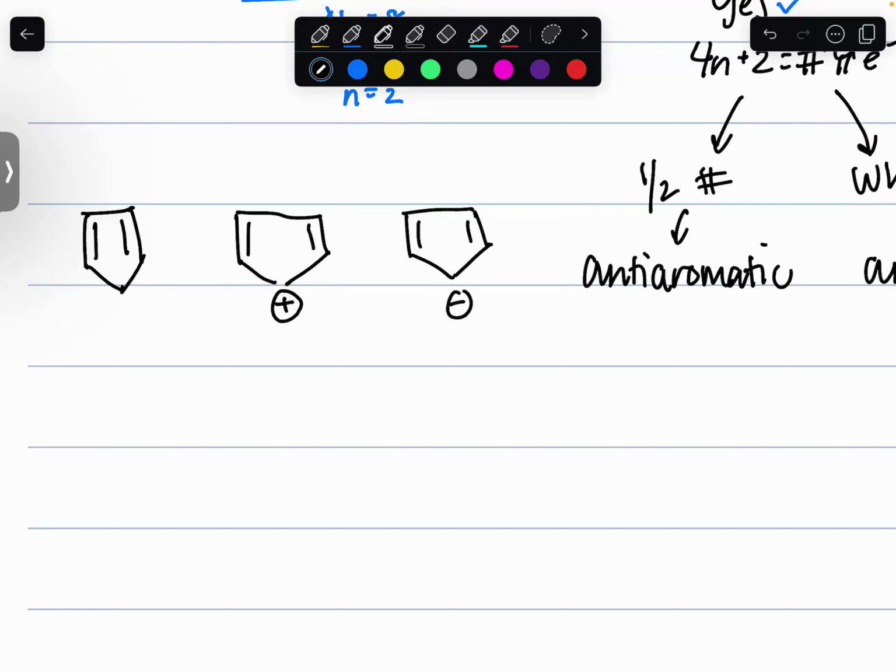Okay. One of these is aromatic, one is anti-aromatic, and one is non-aromatic. Which is which? I'll give you guys like 2 minutes to think about it, and then have someone come up here and tell me what they think.